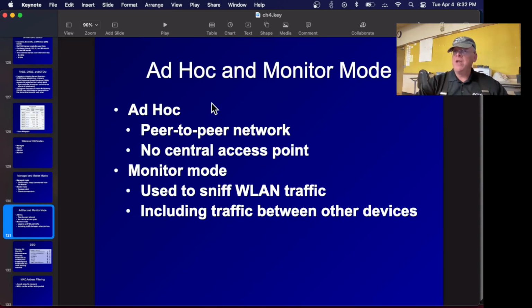Point-to-point, like a crossover cable. That's an ad hoc network. And monitor mode would be used only by network engineers or hackers, where you sniff WLAN traffic, including all the traffic that is not intended for you. Because as I mentioned before, the radio traffic is not directional, so everything you send on a wireless network goes to everybody in range. And so you can pick up traffic intended for other devices that was not intended for you.